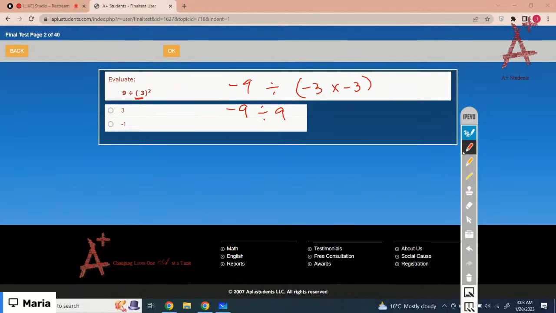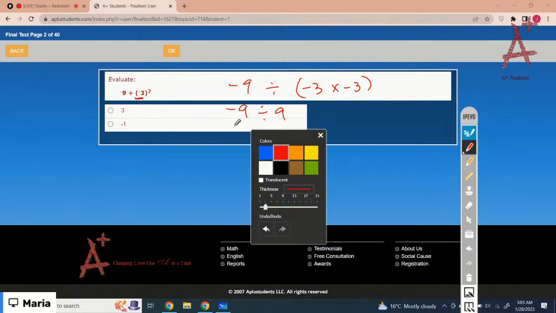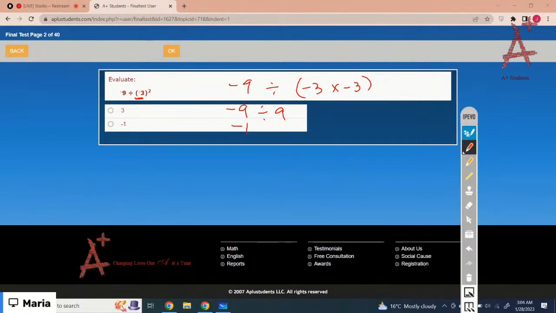Got it? Now you are dividing a negative number by a positive number, so the answer must be negative, and 9 divided by 9 is 1. Got it? So that means the correct option is negative 1. Just select the correct option.